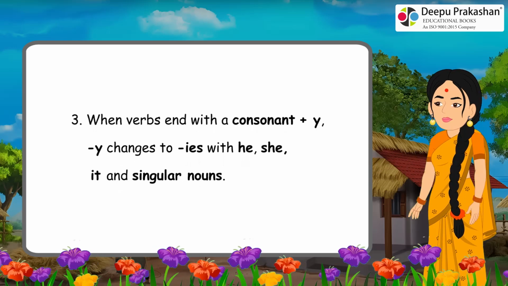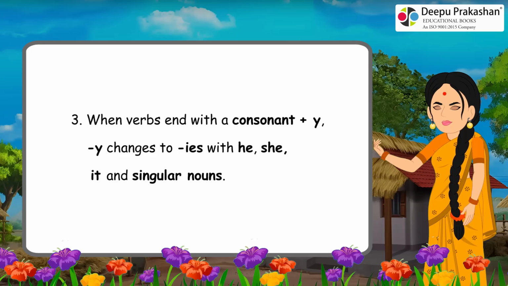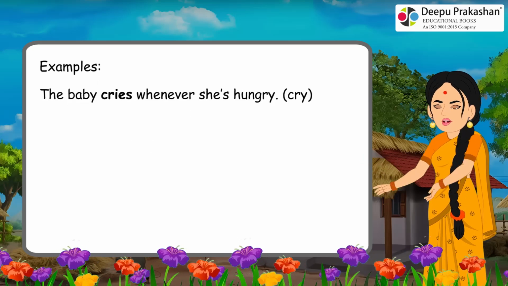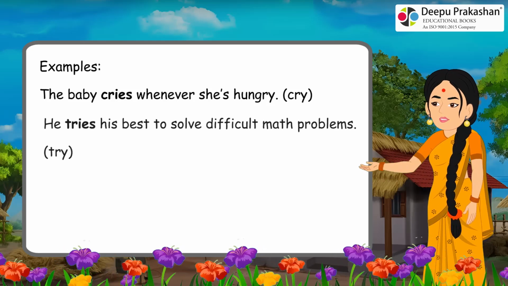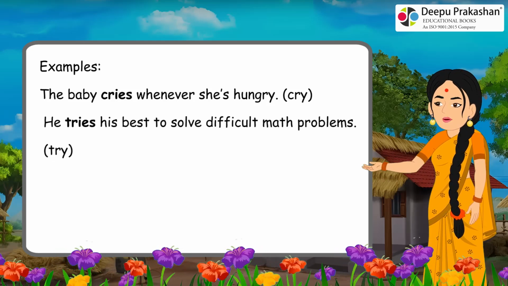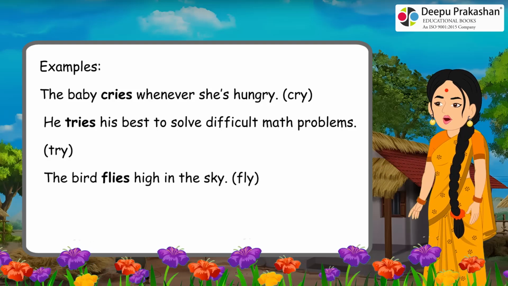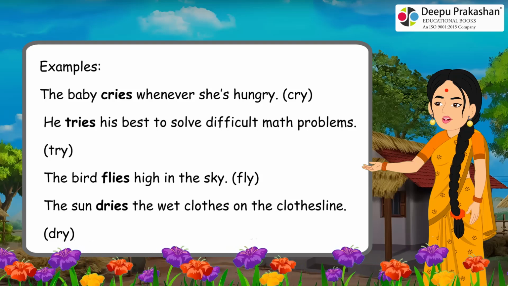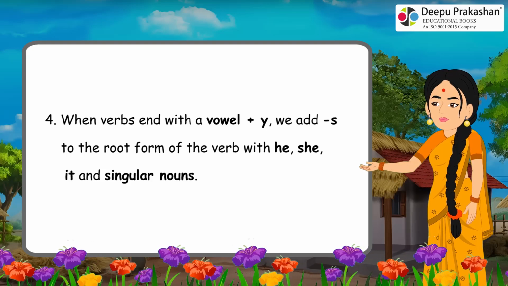3. When verbs end with a consonant plus y, y changes to ies with he, she, it, and singular nouns. Examples. The baby cries whenever she's hungry. Cry. He tries his best to solve difficult math problems. Try. The bird flies high in the sky. Fly. The sun dries the wet clothes on the clothesline. Dry.